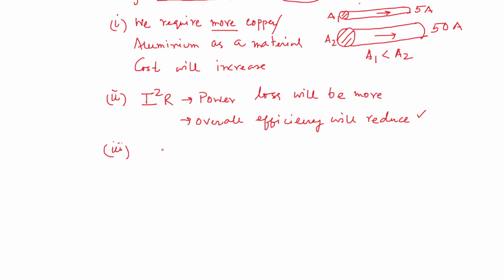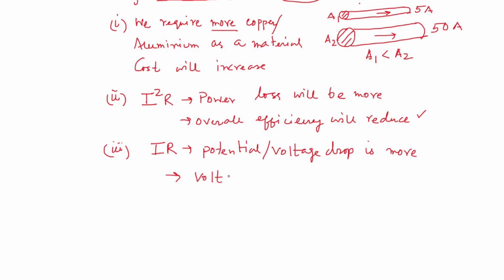Again, another issue can be said like this: if current is more, then IR, that means potential drop, or simply voltage drop, is more. So the immediate effect is that if voltage drop is more, the voltage regulation will be reduced.